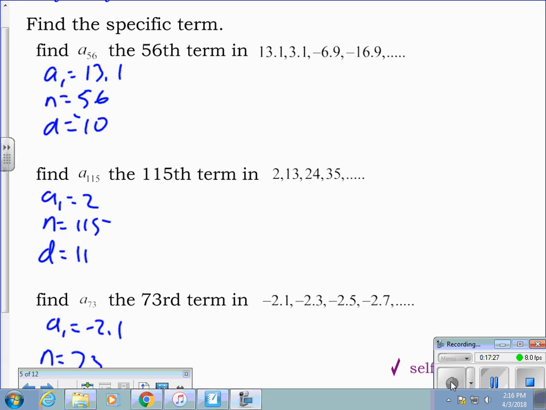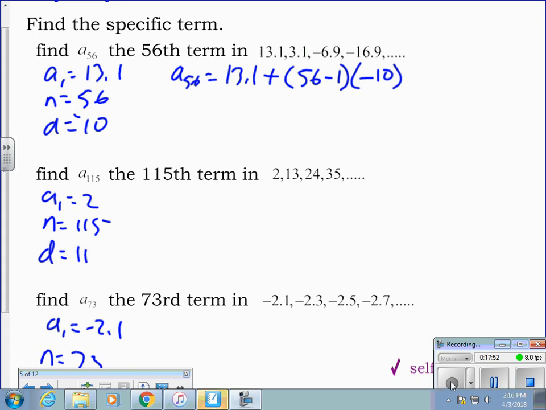Okay, so I went ahead and identified the 3 things that we need to plug in to get to our formula: a sub 1, n, and d for each one of them. The first one, d, is -10. I'm subtracting 10 each time. So the 56th term is 13.1 plus 56 minus 1 times -10.